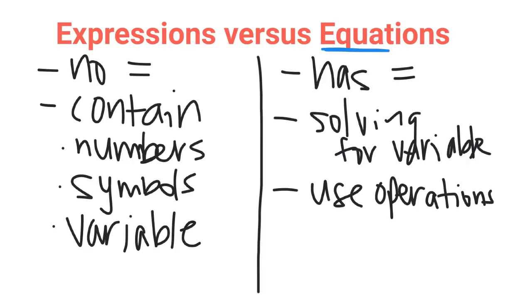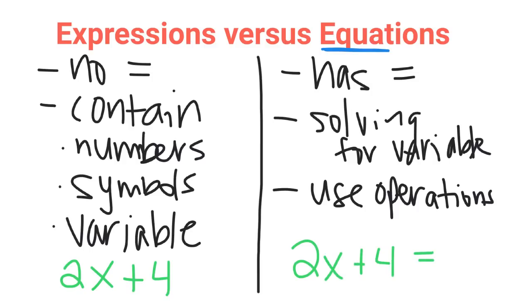the equation. So if I give you an example of each, if we look at an expression, 2x plus 4 would be an expression. And then if I gave you an equation, I could say 2x plus 4 equals 7. And the difference between the two is that in 2x plus 4 equals 7, there's an equal sign, where in our expression of 2x plus 4, there is not.